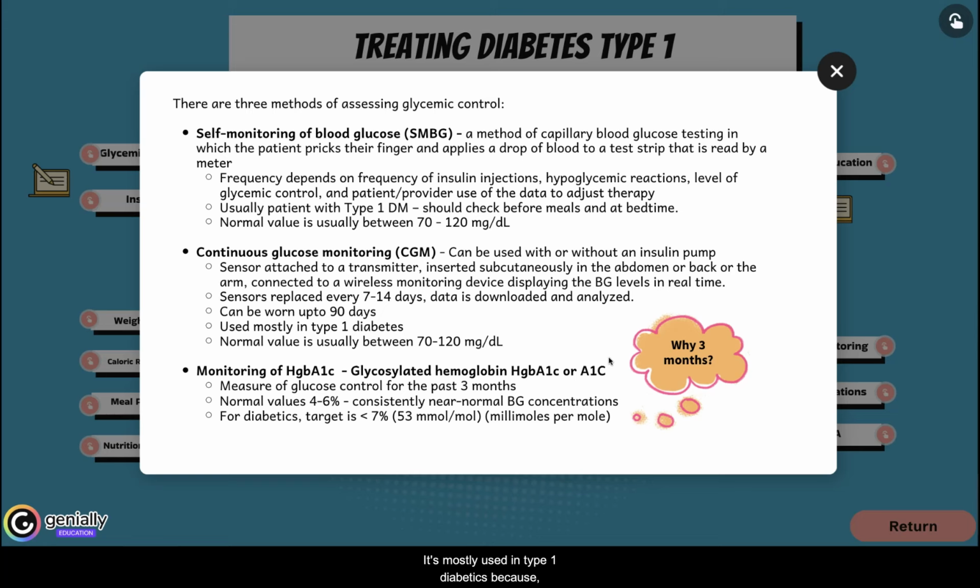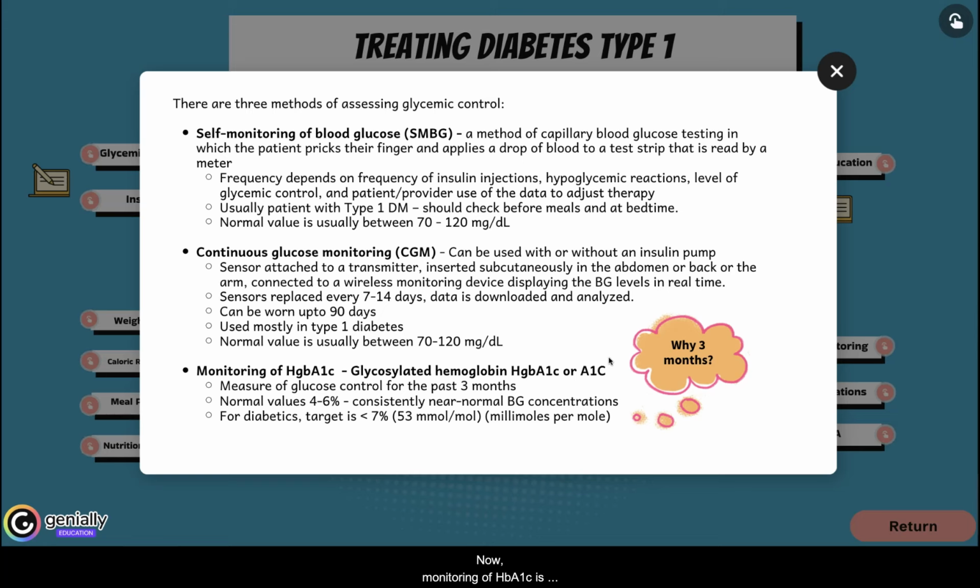It's mostly used in type 1 diabetics because they're younger people, they're in college, they're in school, and it's a better way of managing their blood sugars. The normal value, once again, is usually between 70 to 120 for a diabetic patient.